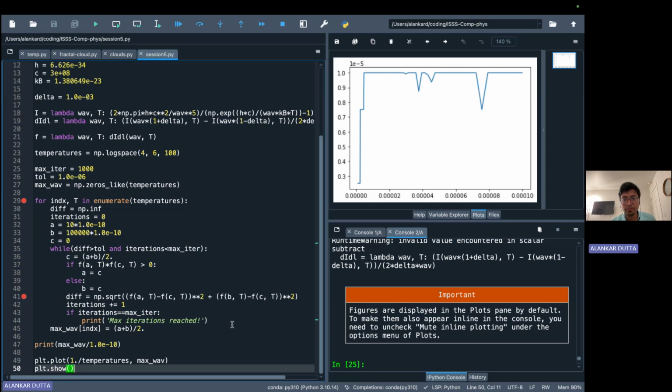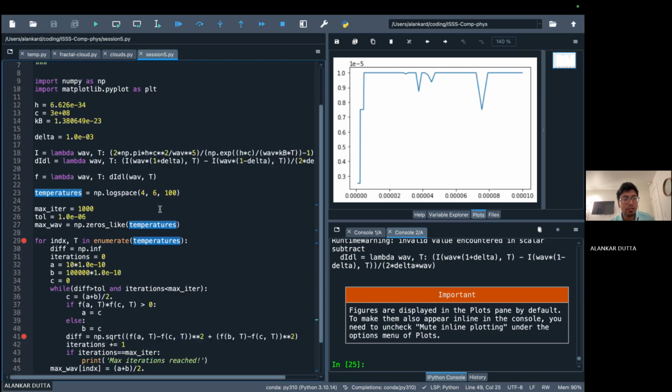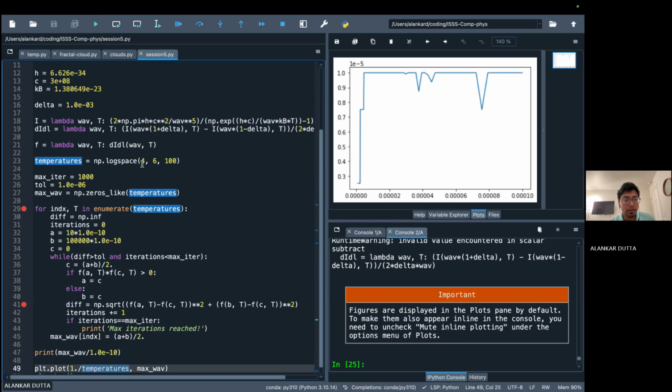I get something which perhaps doesn't make sense. So what are the temperatures? Say 2 to 8.